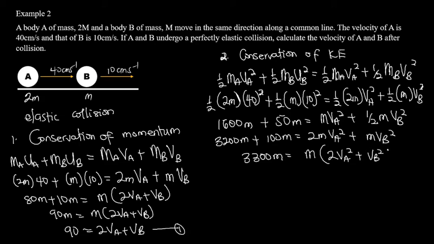vb squared over here. So if we divide both sides by m, we get 3300 to be equal to 2va squared plus vb squared as our equation 2. So now the only thing we need to do is put equation 1 into equation 2, then we find va, and then we find vb.